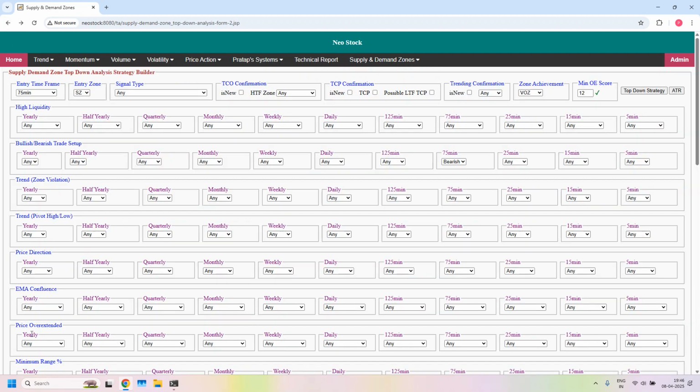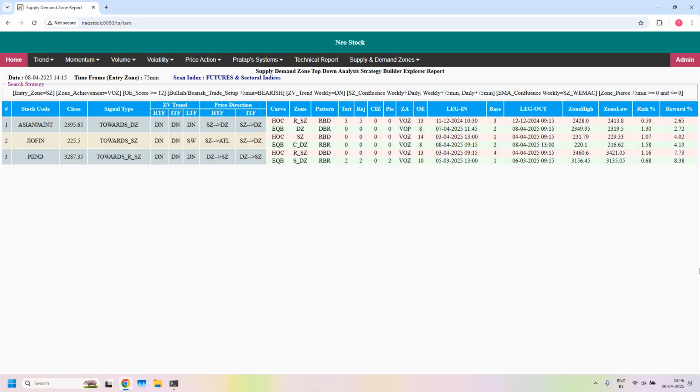So I am going back. EMA confluence at weekly time frame. I am checking weekly supply zone having weekly EMA confluence. At the same time, trend on the weekly should not be sideways. It should be downtrend because it is bearish trade setup. So we got 3 stocks. So these 3 75 minute supply zones are having even more high probability to get success. This is a probability game. So this is about a bearish trade setup for weekly income trade.